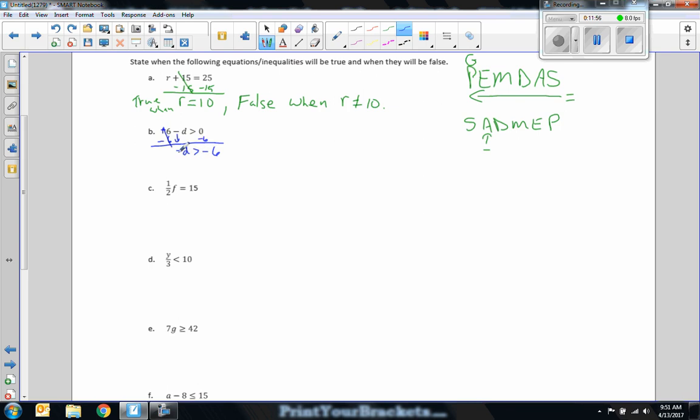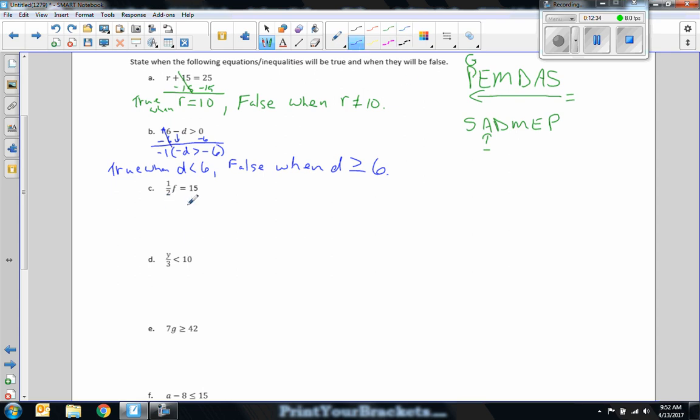Okay? So I don't want this to be negative, so I'm going to multiply by negative 1. A negative times a negative is positive. When I multiply by a negative and I have an inequality, it changes direction. And a negative times a negative is positive. So it is true when D is less than 6, false when D is greater than or equal to 6. Okay?